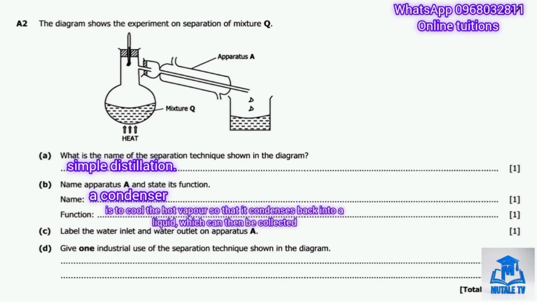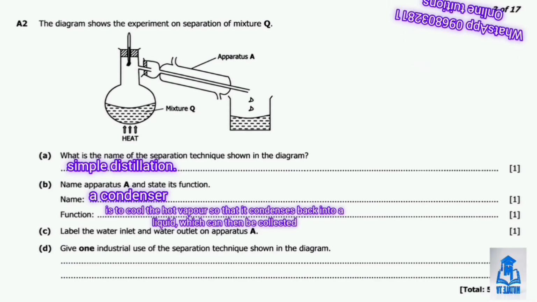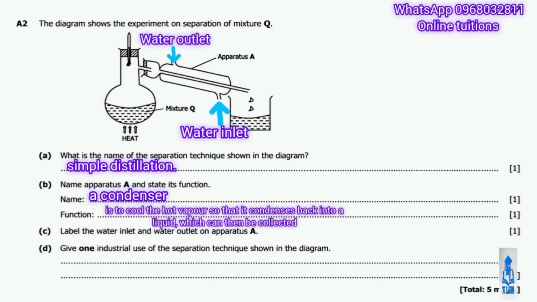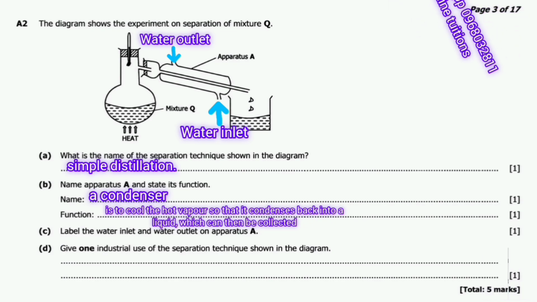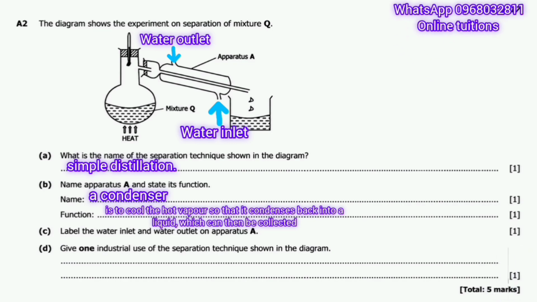Part C asks us to label the water inlet and outlet on apparatus A. The rule here is that the water always enters at the bottom of the condenser and leaves at the top. This is so that the condenser fills completely with water, giving the most efficient cooling, working against gravity rather than just running straight through. Okay, moving on to question D.